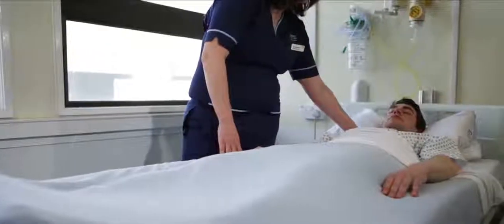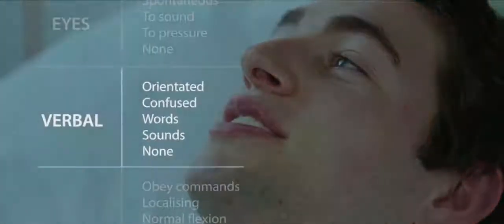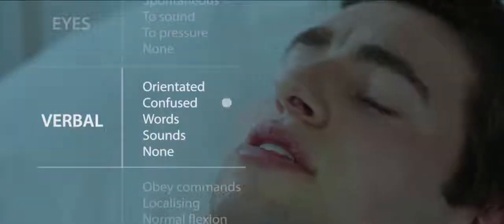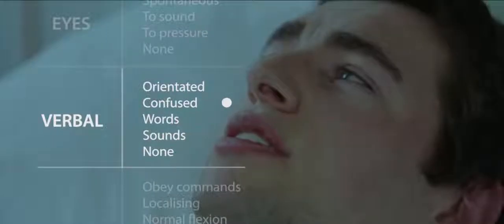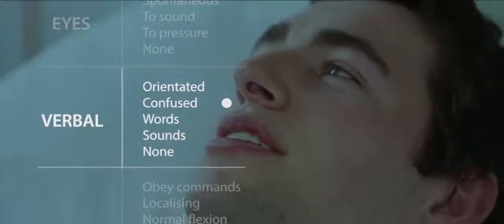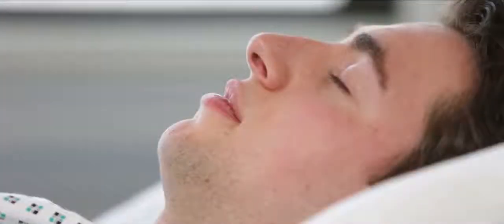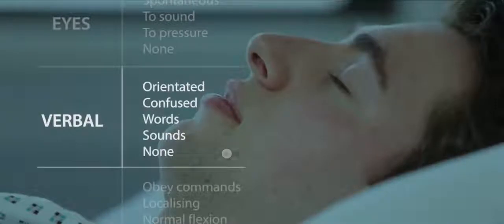To assess the verbal response, ask the patient to tell you their name, where they are, and what month it is. If they answer correctly, record orientated. If during conversation the patient is able to speak in phrases or sentences, but is unable to give the correct answers to these questions about orientation, record confused. If they do not talk sensibly, but utter single words, record words. If the patient moans and groans with no recognisable words, record sounds. If the patient makes no sounds at all, then record none.